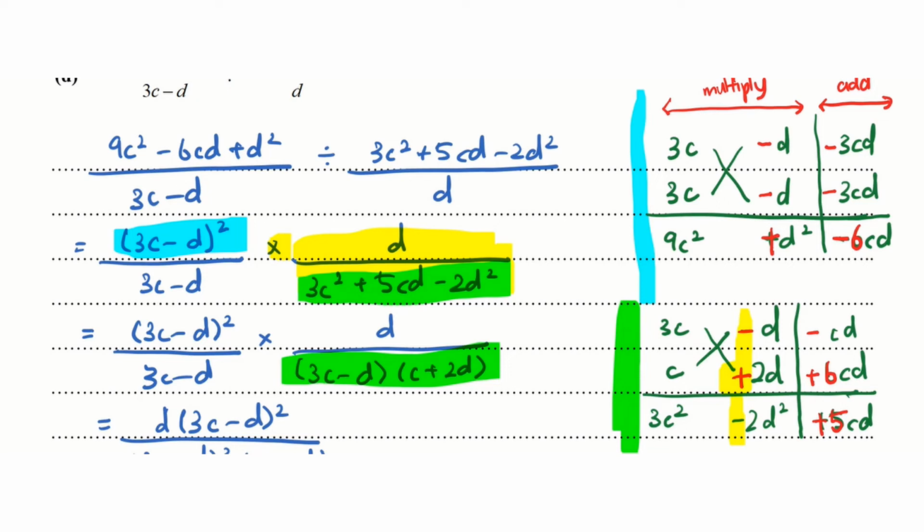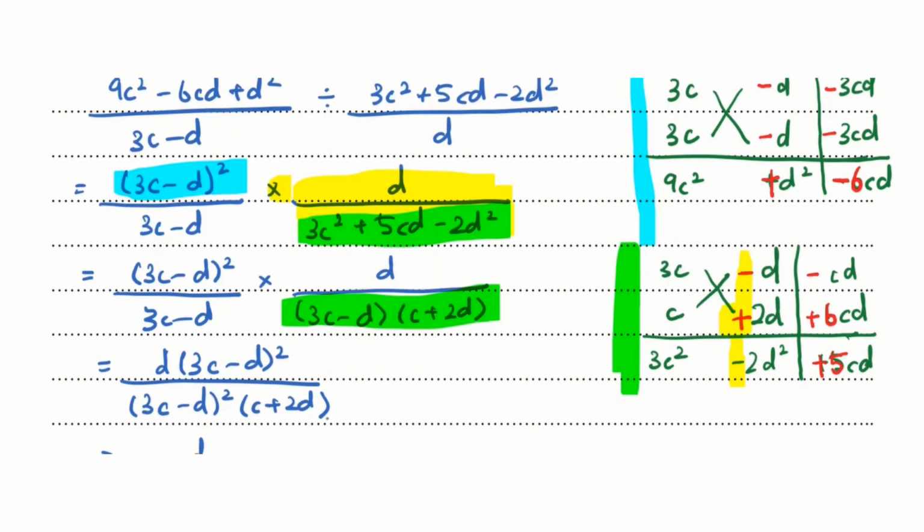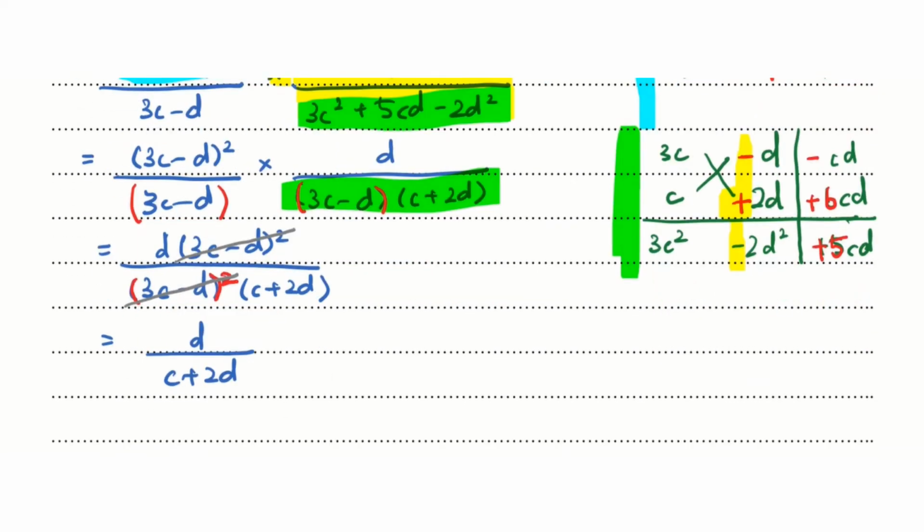Now that we have completed the factorization, we can multiply the numerators together and also the denominators together. Take note that I have combined 3c minus d with this 3c minus d to write it as 3c minus d bracket square when I multiply. Then I can now cancel away 3c minus d square in both the numerator and denominator. Therefore, I have the answer d over c plus 2d.